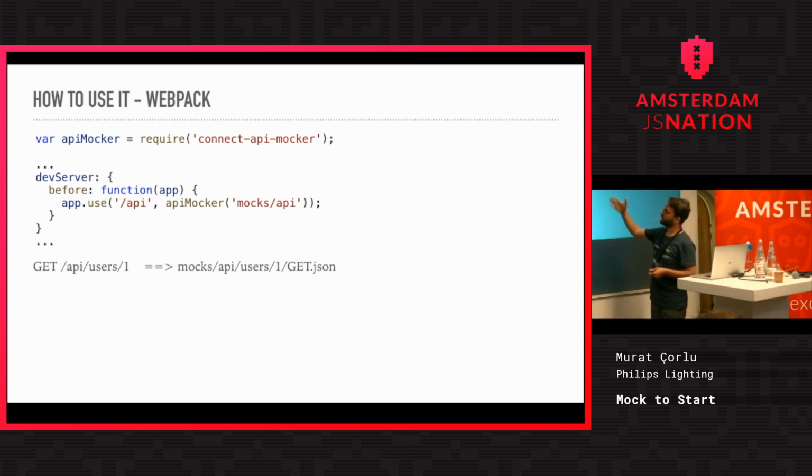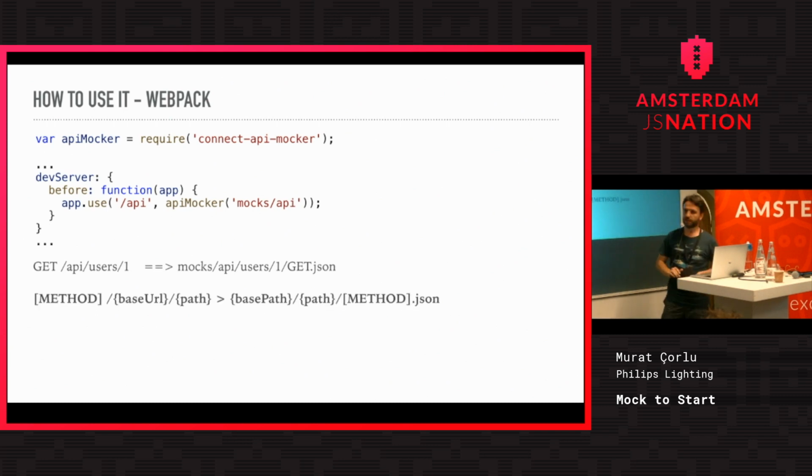So, in this kind of configuration, if we make a GET request to API/user/1, API Mocker will try to check for a get JSON file inside that path. You can already see the correlation between the request and the path. We are using the method as the file name, method.json. The path is the URL path, and we have a base URL and base path.